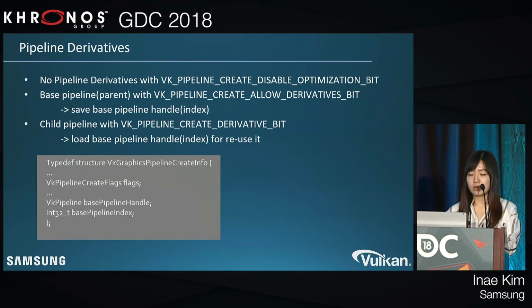So how do you use pipeline derivatives? If you set the disable optimization bit in the flags of the VkGraphicsPipelineCreateInfo structure, it means pipeline derivatives are not used. For using pipeline derivatives, set the allow derivatives bit, and after creating this pipeline, save the handle or index. This is the parent pipeline. For the child pipeline, set the derivative bit and the base pipeline handle or index; they need an existing handle or index for derivatives.